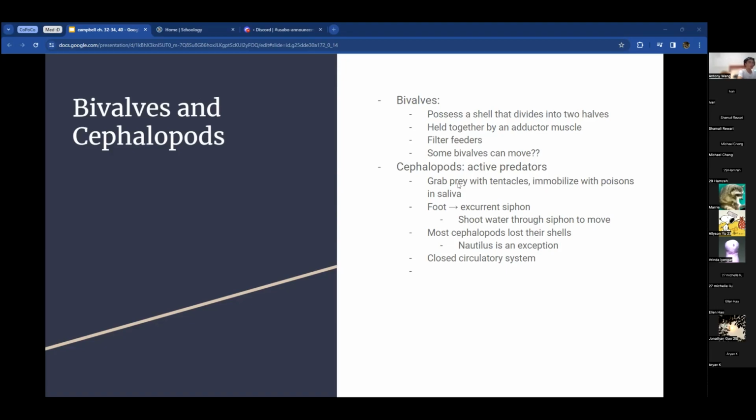Most cephalopods have lost their shells. They have a closed circulatory system. Blue blood. That's cool. They lost their shell, like octopi. Have you seen an octopus with a shell? They're predators. They need to be fast, and they're not that defensive.